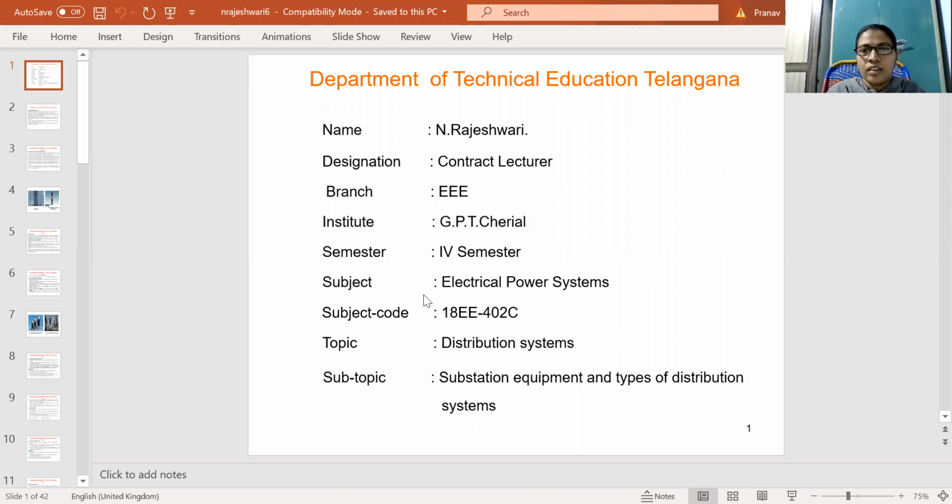Today I want to discuss the substation equipment and types of distribution systems in the distribution systems topic. Before starting the class, in the last classes we discussed substations, types of substations and their classification. What is the distribution network? We covered that in the last classes. So today's class, the equipment used in substations and the types of distribution systems, we will discuss in this class.